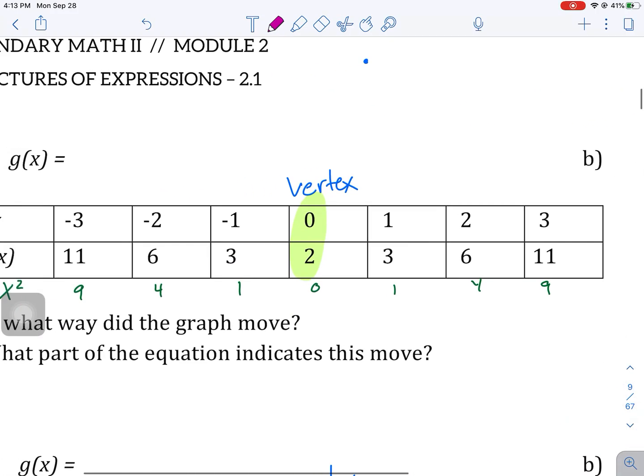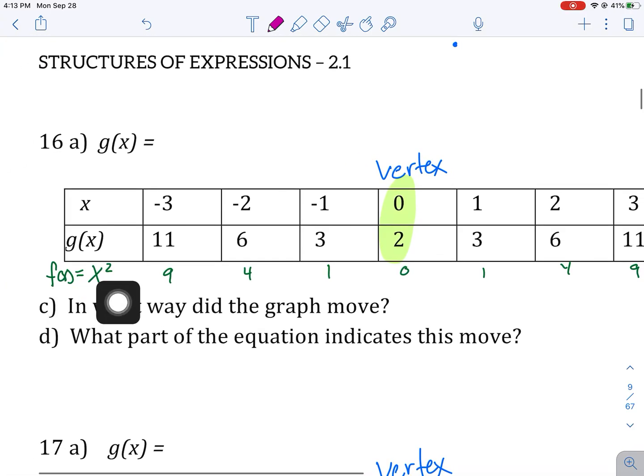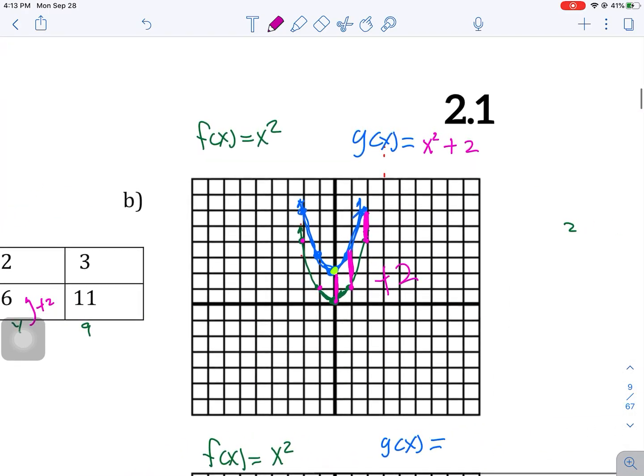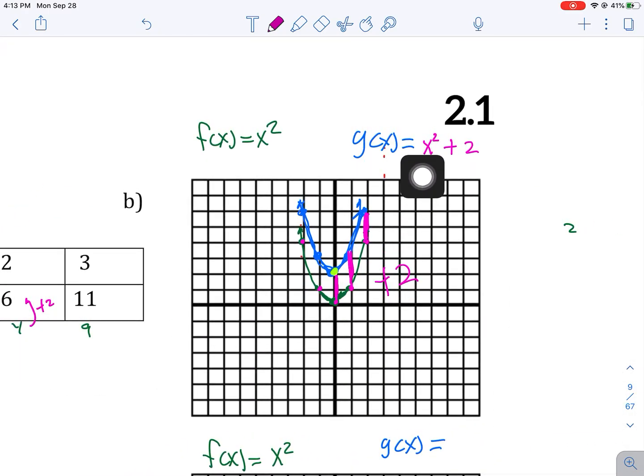And you can kind of see this here. If you look at x squared, 0 squared is 0, but here we're adding 2. Here we're adding 2, and so on. All of these we're adding 2. So the equation is a quadratic, x squared plus 2.